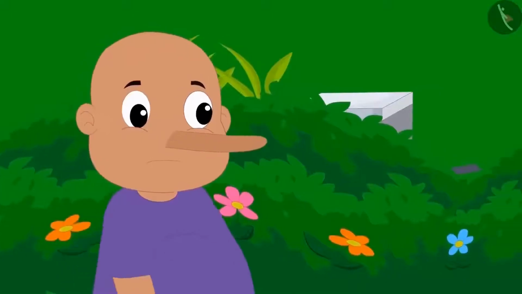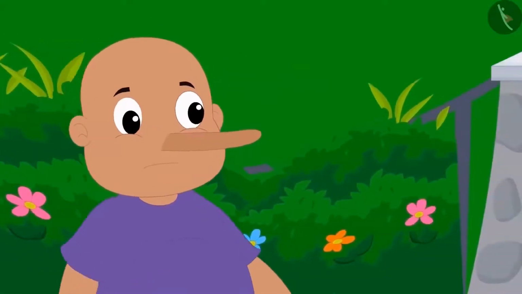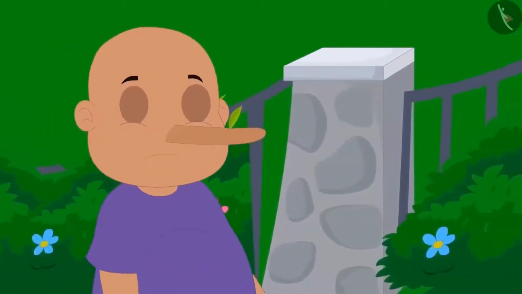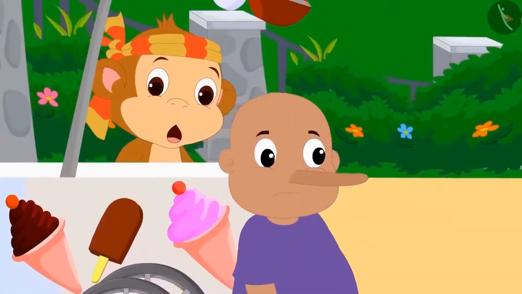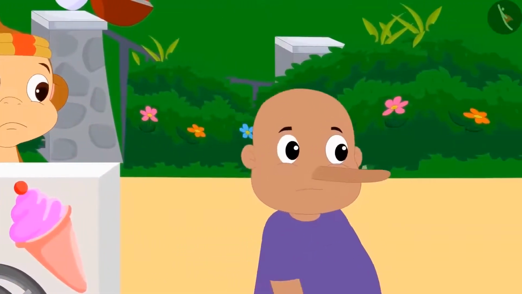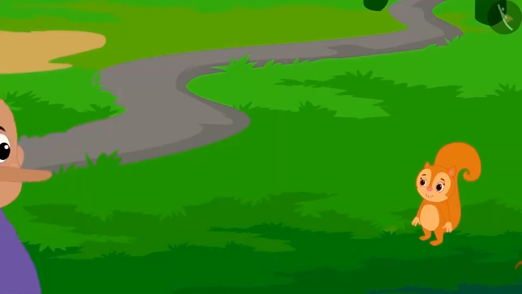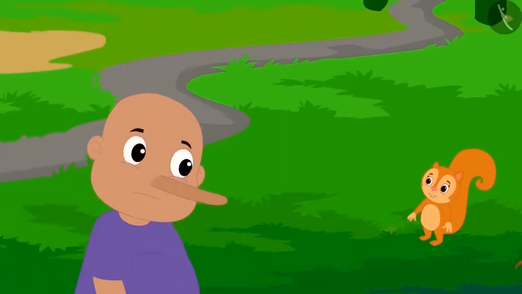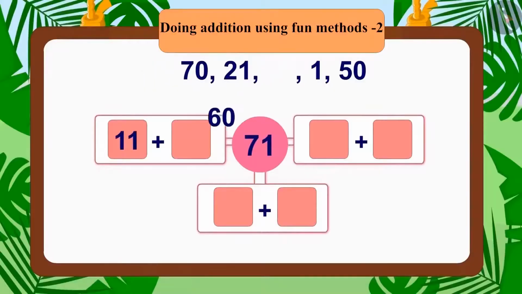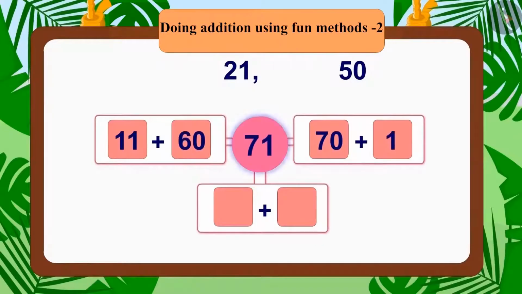The next day, Bablu roamed around sad throughout the day and did not do any mischief. But he was unable to find the answer to the angel's riddle. At the end of the day, he asked Chanda for help. Chanda added 60 and 11 to make 71. Then she added 70 and 1 to make 71 in the other way. And finally, she added 21 and 50 to make 71 in the third way.